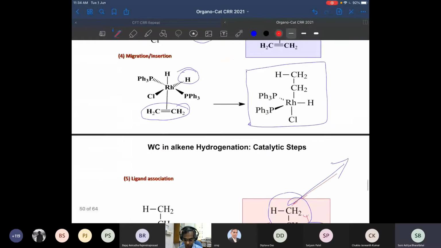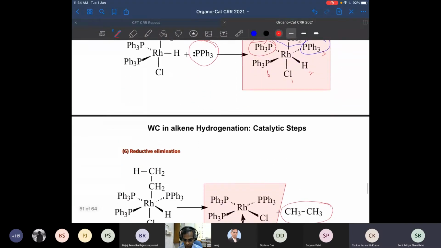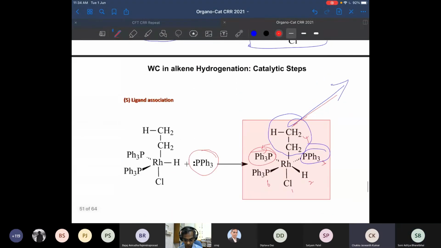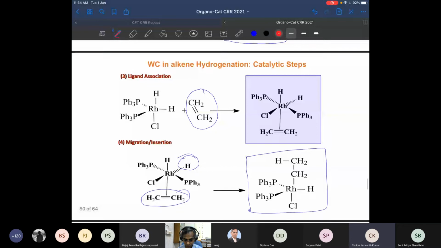Okay, sir. Understood. Sir, in step 4, migration or insertion, how many electron compound is that reactant? Which one are you talking about? The third step or the fourth step? In the third step, it's the product.